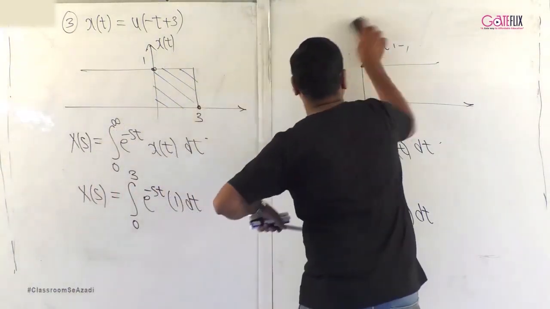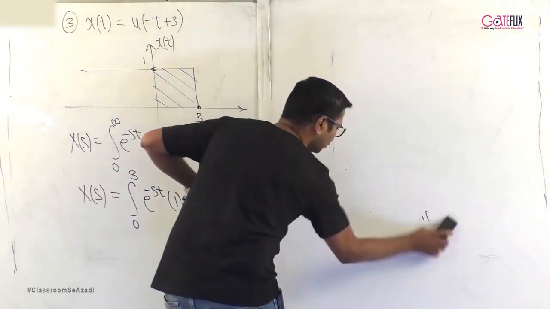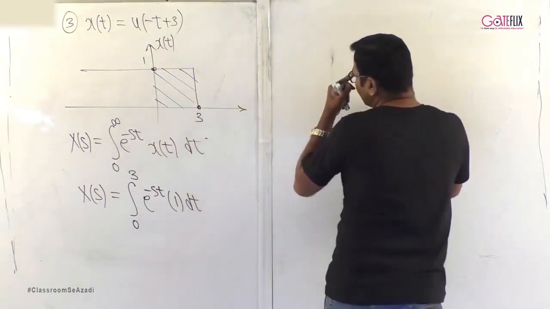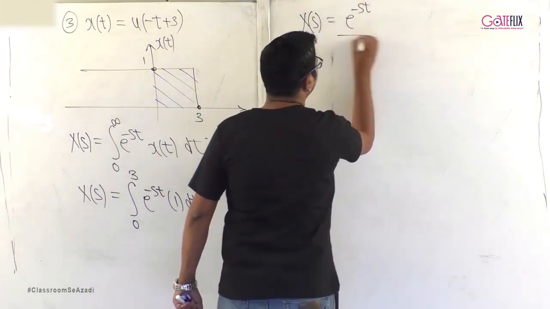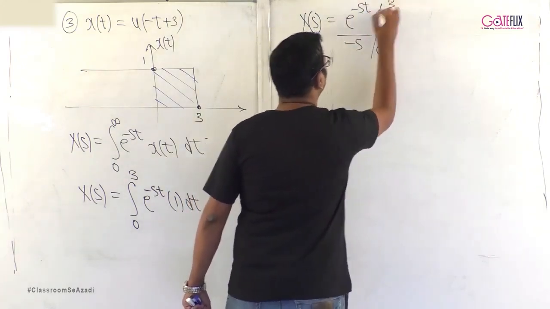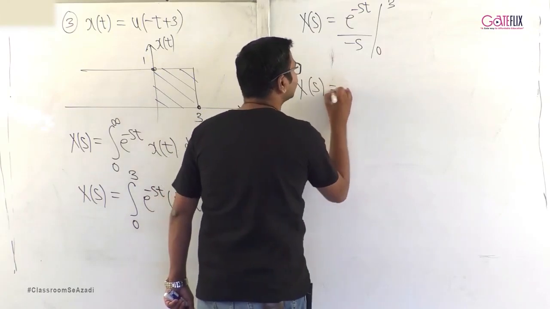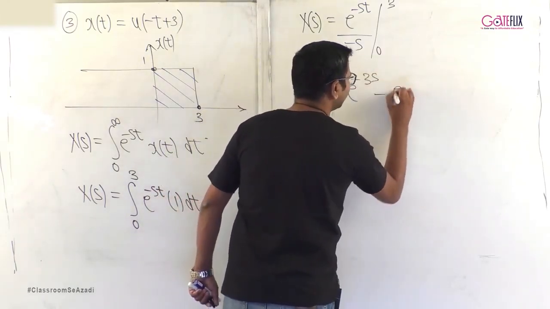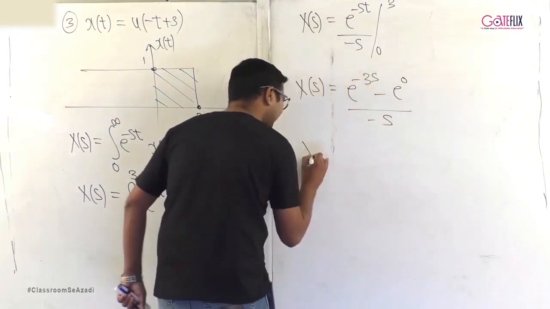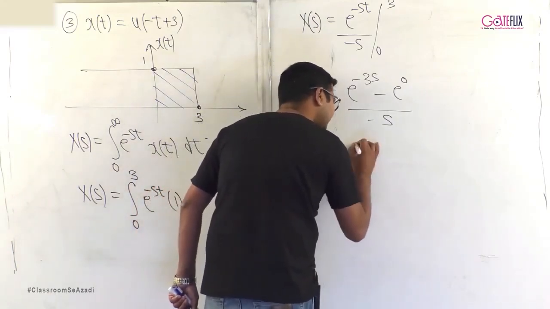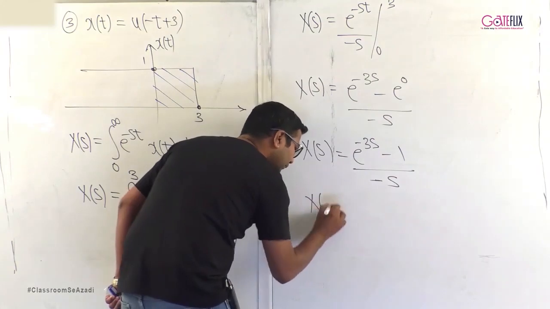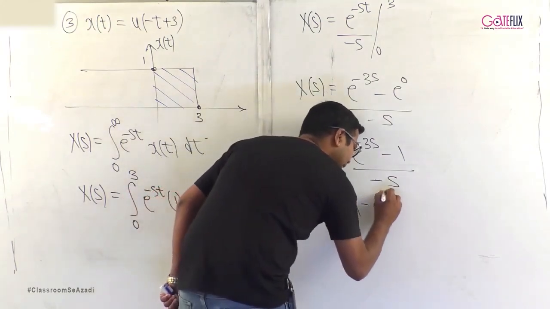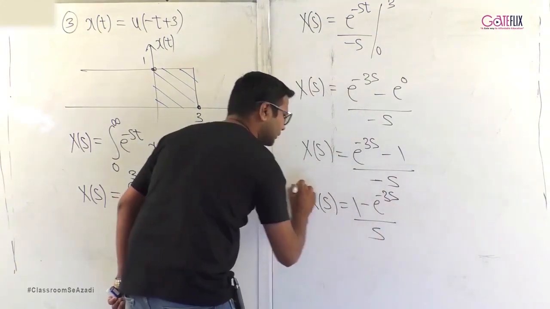In this case, the answer will come out to be capital X of s is equal to e raised to minus st divided by minus s with the limit 0 to 3. So, the Laplace transform comes out to be e raised to minus 3s divided by e raised to minus 0 by s. Therefore, capital X of s is e raised to minus 3s minus 1 by minus s. You can remove the minus sign by writing this as 1 minus e raised to minus 3s by s.